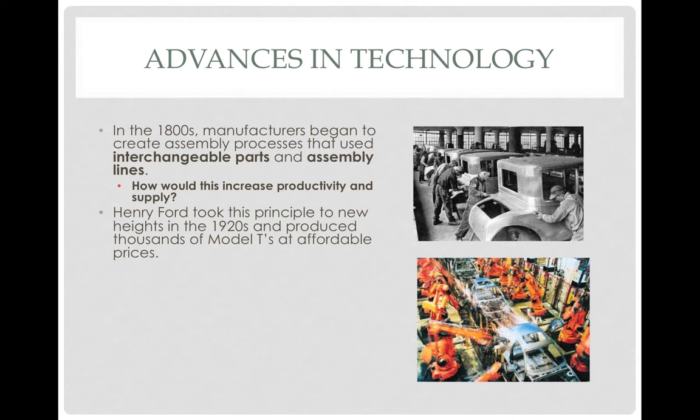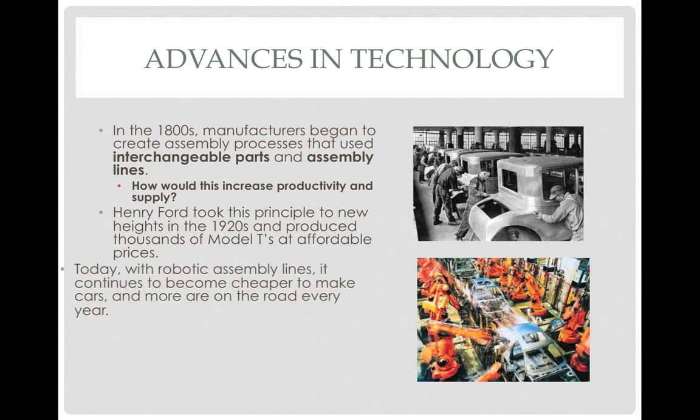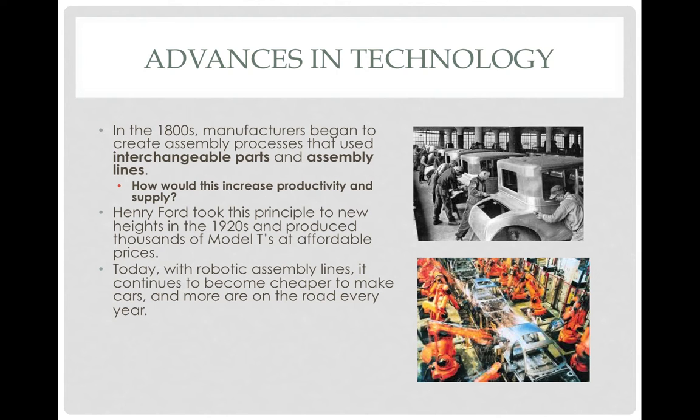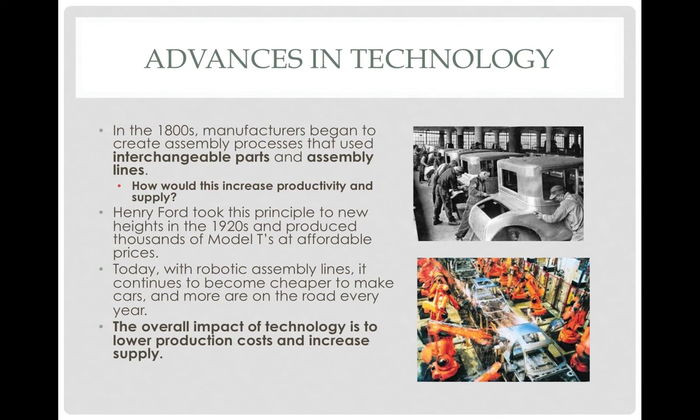Henry Ford took this principle to new heights in the 1920s and produced thousands of Model Ts at affordable prices. Today, with robotic assembly lines, it continues to become cheaper to make cars, and more are on the road every year. The overall impact of technology is to lower production costs and increase supply.